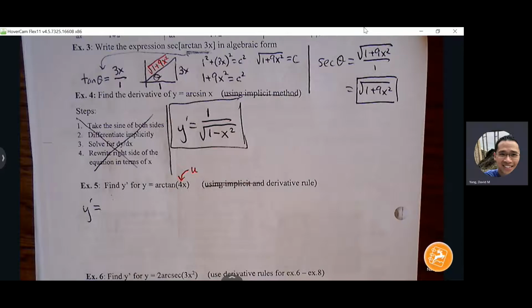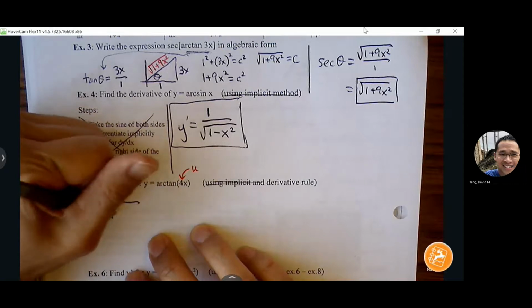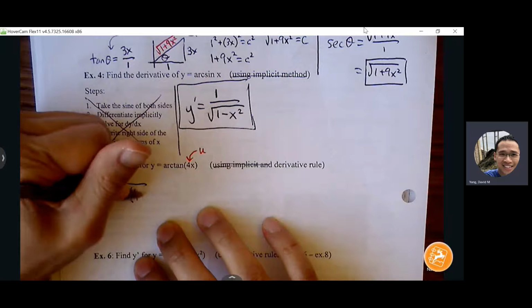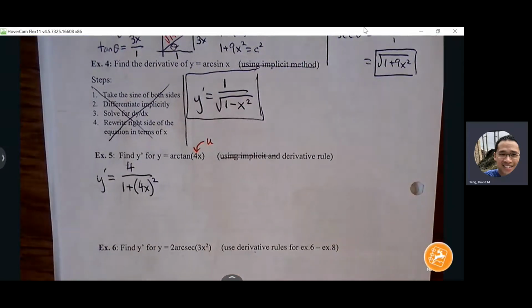All right, u prime over 1 plus u squared. Make sure that you don't just put the square for the x. The square is going to impact both the 4 and the x, so put that in a set of parentheses. U prime over 1 plus u squared, and then you can do a little bit of cleanup, make that 16x squared.